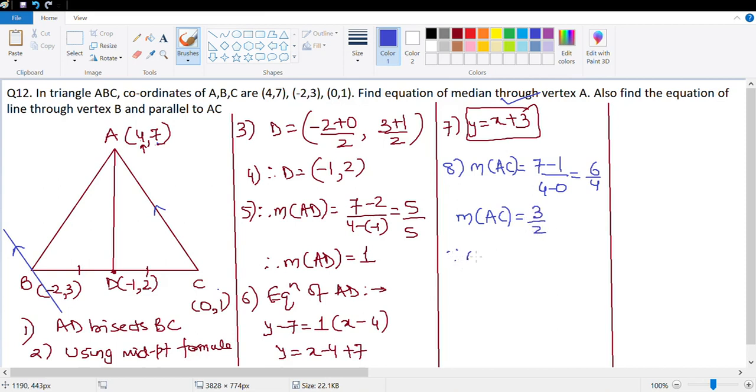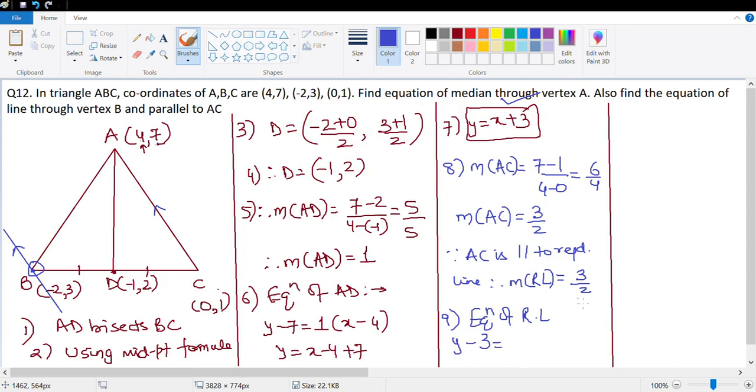Now, since AC is parallel to the required line, the slope of the required line is also equal to 3 upon 2. Next, the equation of the required line would be given by y minus y1. Since B is a point on that required line, that would be y minus 3 is equal to m, the slope we just calculated, 3 by 2, times x minus x1. That's minus 2, which means x plus 2.